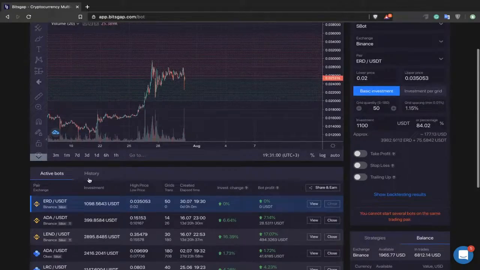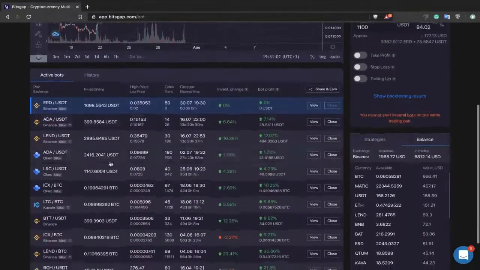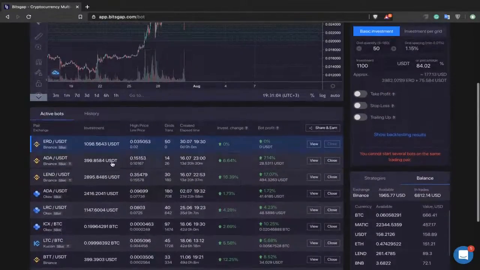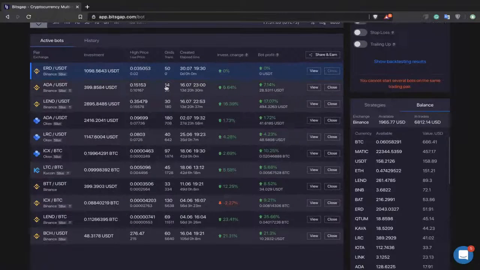On the left side, you see that I have a list of some active bots already trading, and notice that I have some bots with only 14 grid levels, with 30, and I have some maxed out grid levels. So that's the maximum that we can offer to you, 180. So that's what I call high frequency trading.